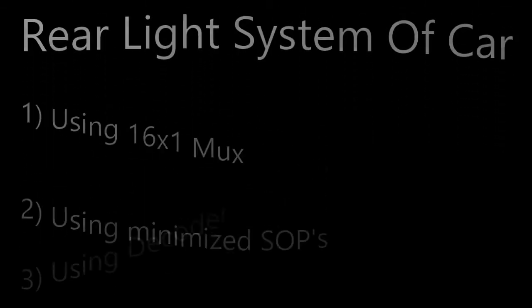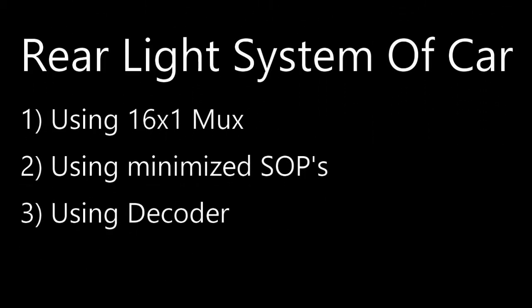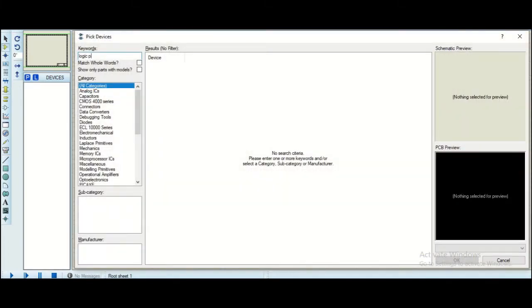Welcome back. Today I will implement a real-life system of a car indicator using a 16x1 mux, using minimized SOPs, and at last using a decoder. So first of all, using the 16x1 mux. Now for the Proteus implementation, first we will select all the required components.